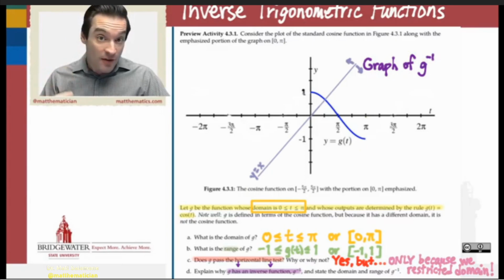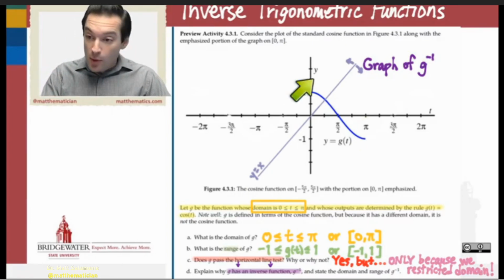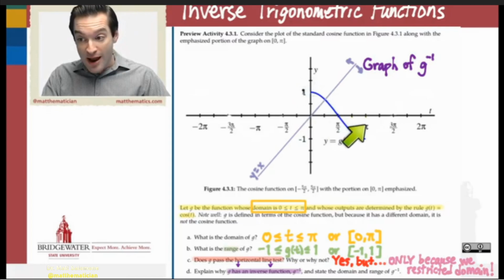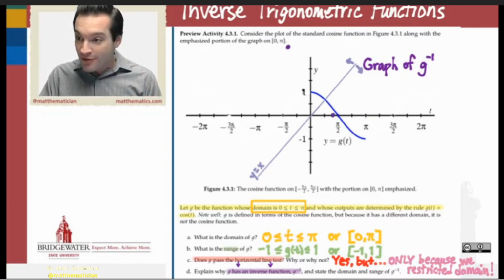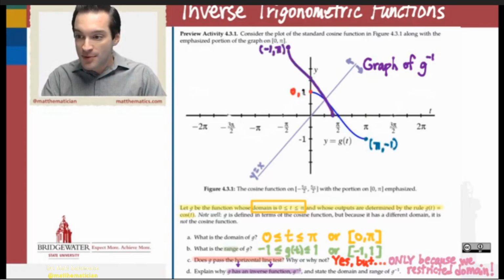Remember, the graph of the inverse of a function is nothing more than what we get if we reflect the original graph over the diagonal line y equals x. That corresponds to an interchange of the input with the output, which after all, is exactly how we define an inverse function. If I reflect this graph, I'm going to get a graph that looks something like this, right?